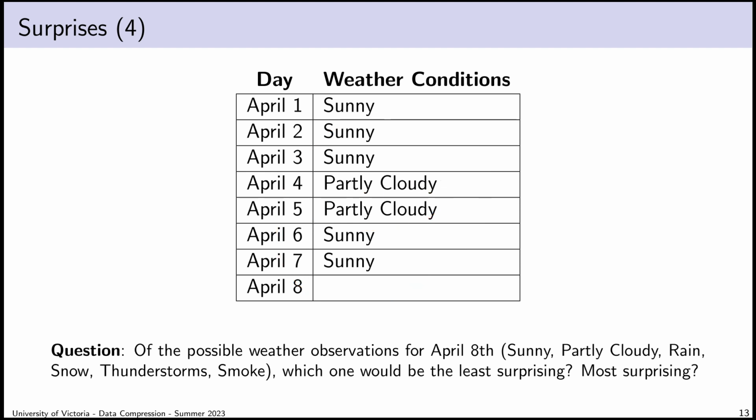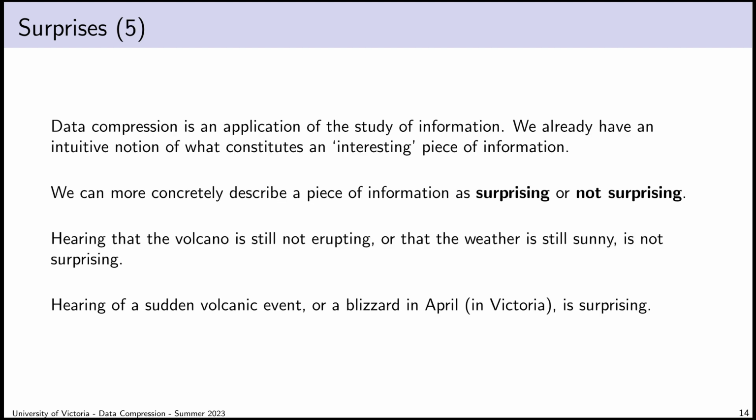On the other hand, I would argue that if I saw rain, well, that's a bit more surprising, although it's now the end of April in Victoria, and there was a healthy amount of rain on Vancouver Island in the last few weeks. So I would be a bit surprised, but not too surprised. If I saw snow, I'd be very surprised. It's rather unusual to get full-on snow in April in Victoria. Not impossible, but unusual. And thunderstorms and smoke, although also possible, are relatively uncommon too.